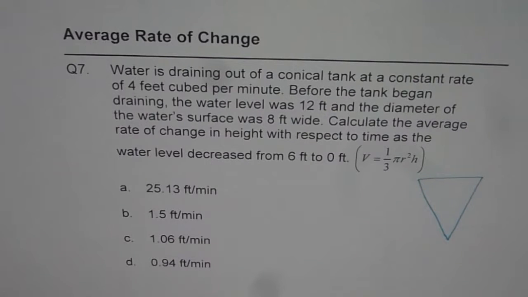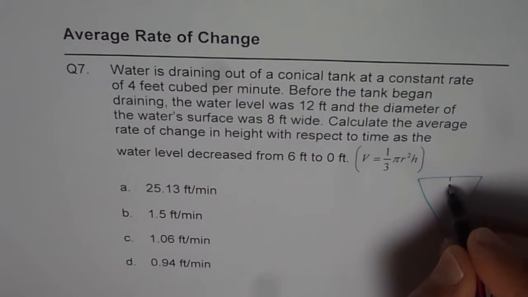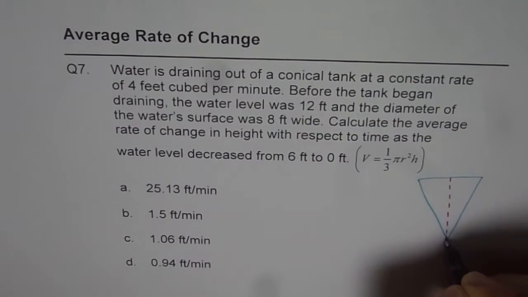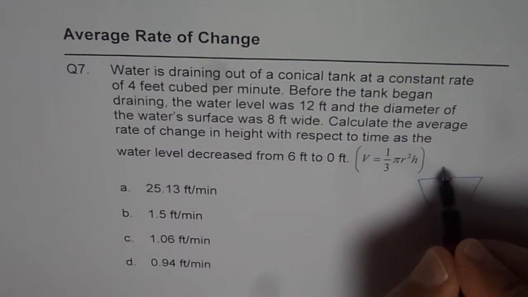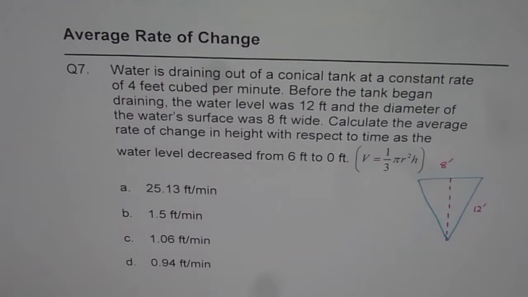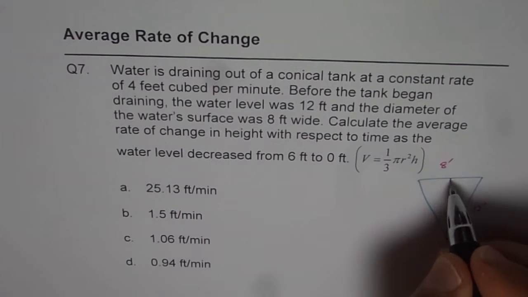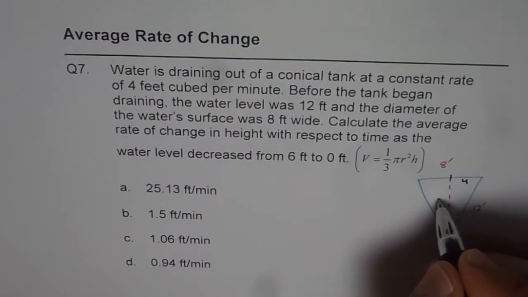It is given to us that the height to start with is 12 feet. That is to say, this is your height and this height is 12 feet. The diameter is 8 feet. So it is 12 feet by 8 feet. Now from here we can see that the radius on the top will be 4 when the height is 12, right?